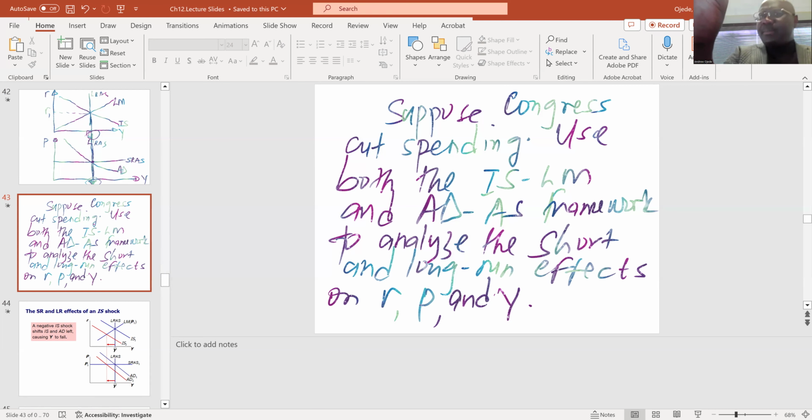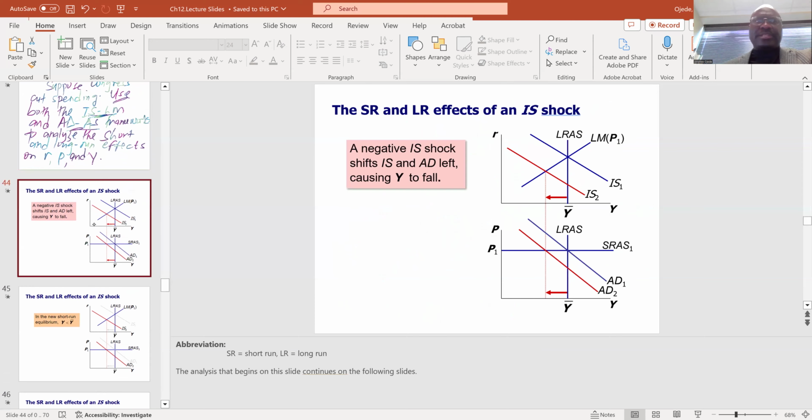Okay, I want you to mark my word here. I'm going to ask you a similar question on the test. If I ask you to use the IS-LM and the AD-AS framework, and you're only drawing one diagram, IS-LM, and you forget the second one, that means you fail. The question is clear, saying that use both of them in your analysis. So here's what you're going to do.